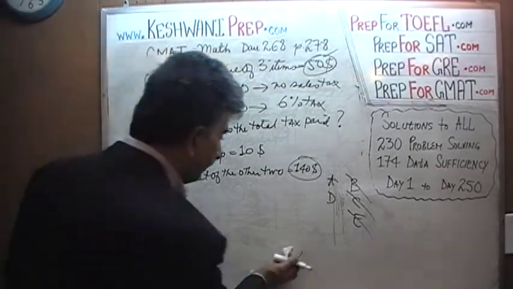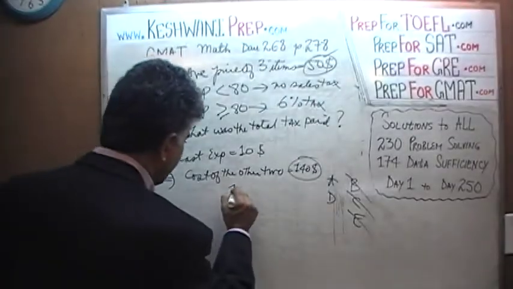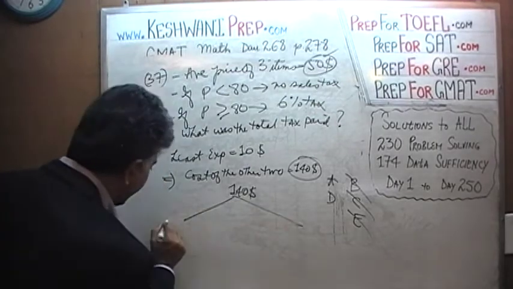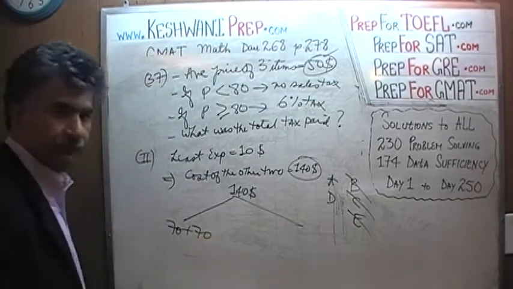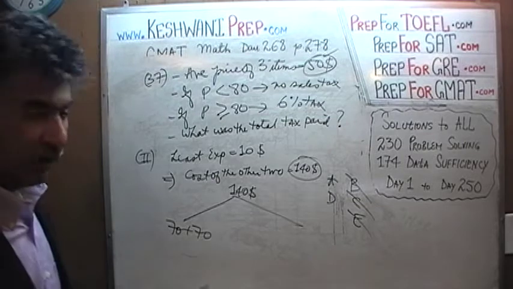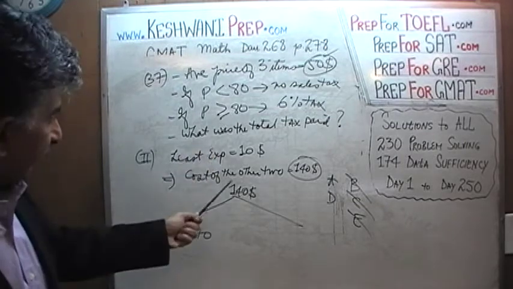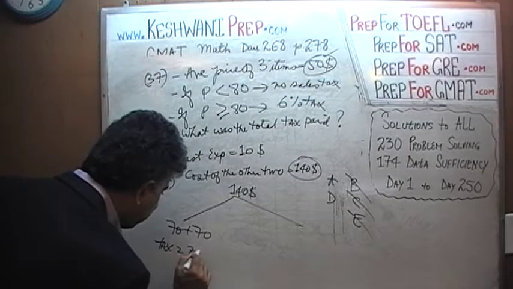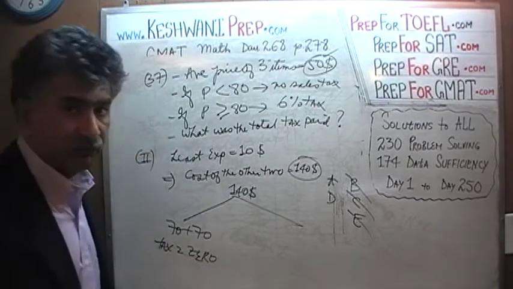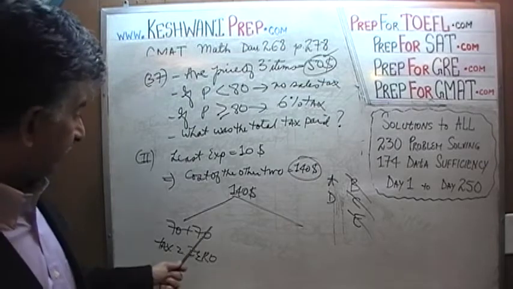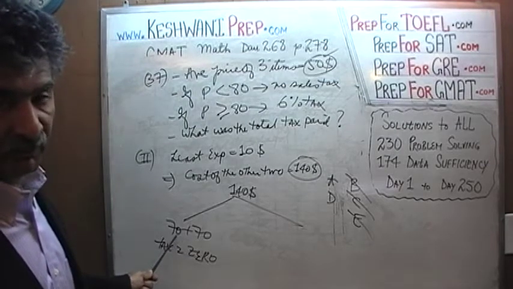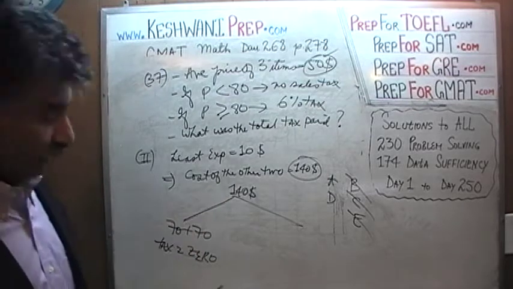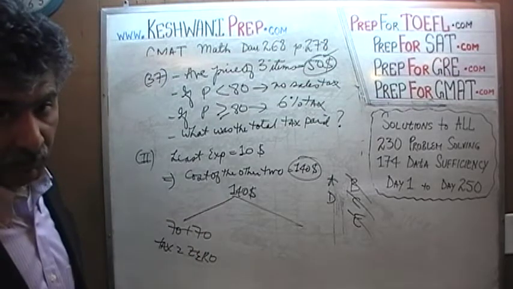This is not enough information because, well, here are the 2 scenarios. The total cost of the 2 items is 140. One scenario is that the items were 70 plus 70. Since neither of these 2 items is more than 80, and this item is only $10, in this scenario the tax would be 0. You will pay no tax on any of these 3 items. So that's one possibility. We have no way of knowing what we're dealing with here.